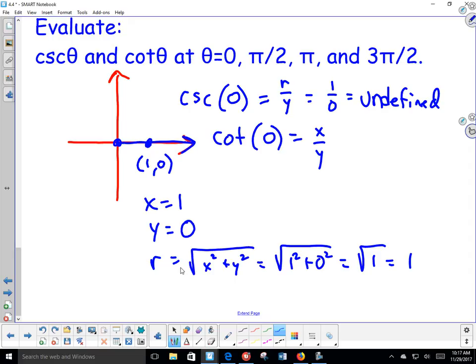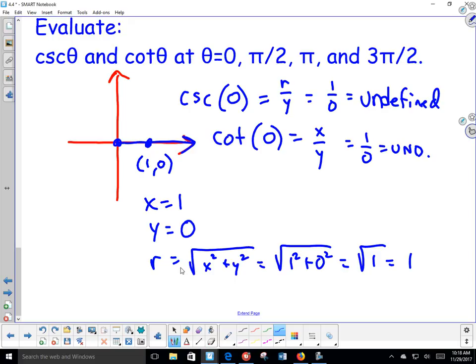Okay, what about cotangent of 0 for x over y? That's going to be equal to what, Rachel? 1 over 0, which is undefined. 1 over 0, which is also undefined. So these two trig functions, cosecant and cotangent, are both undefined at 0 radians, right? Does that make sense?